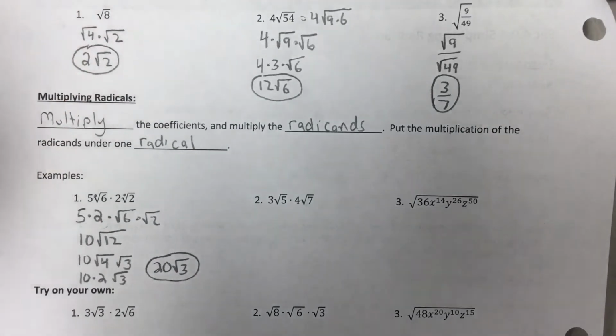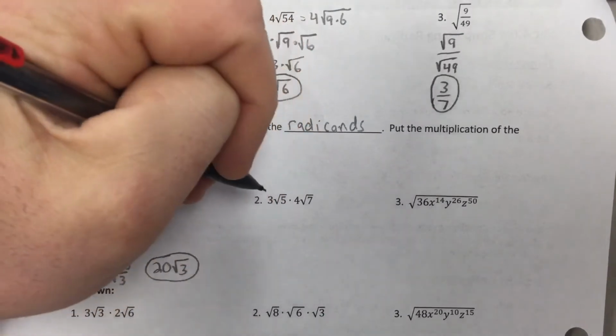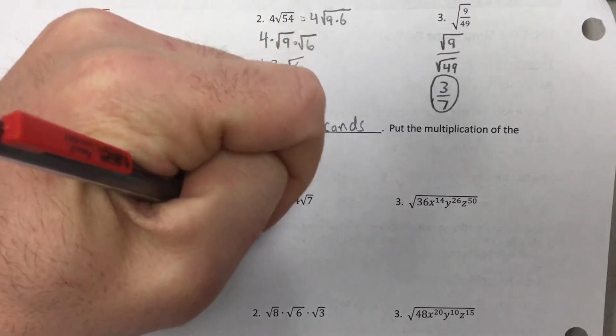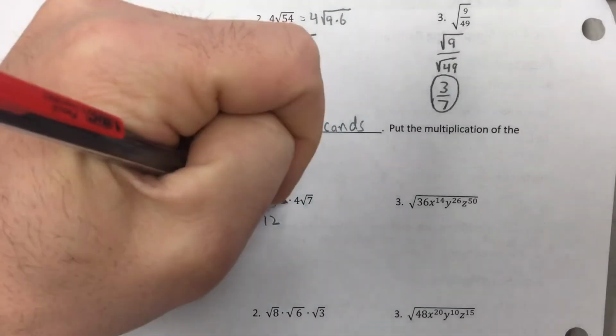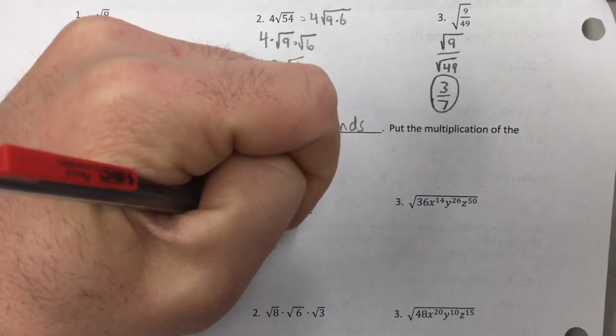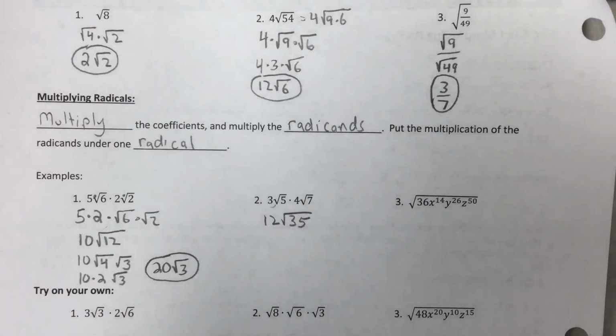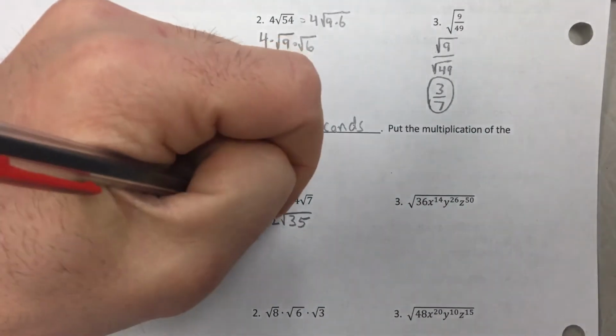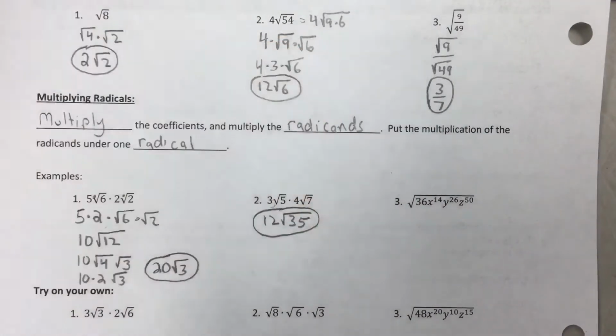For number 2, same idea. Multiply my coefficients. 3 times 4 is 12. Multiply my radicands. 5 times 7 is 35. Put that underneath one radical. Is there any perfect square that divides evenly into 35? There's not. So guess what? That is already in simple radical form.